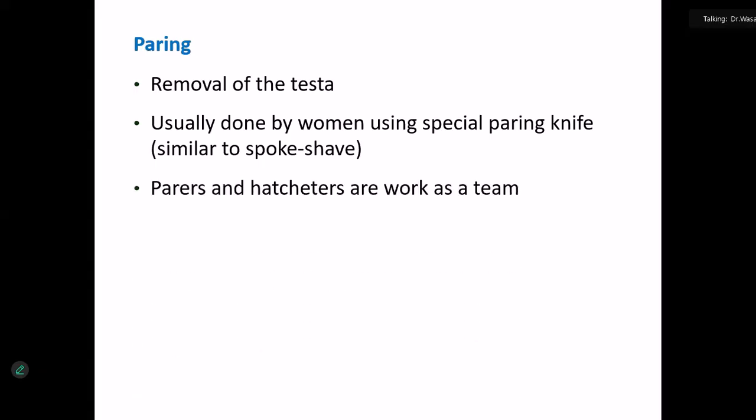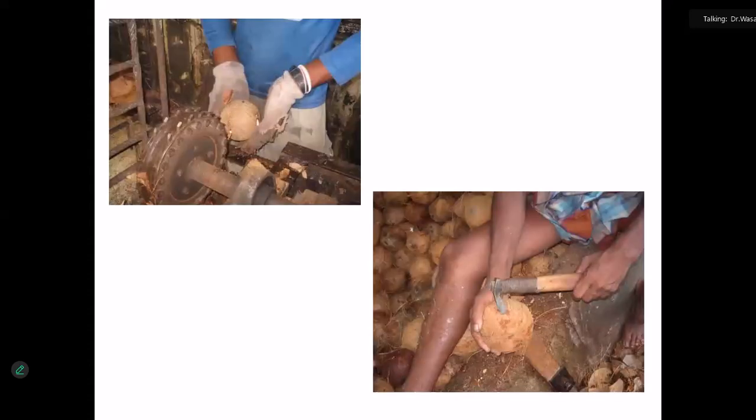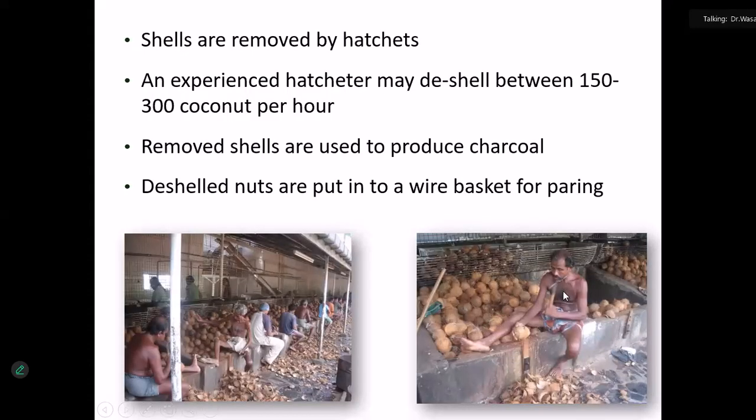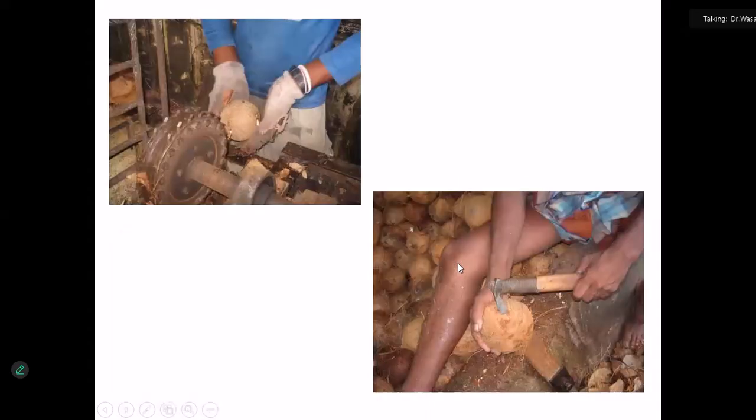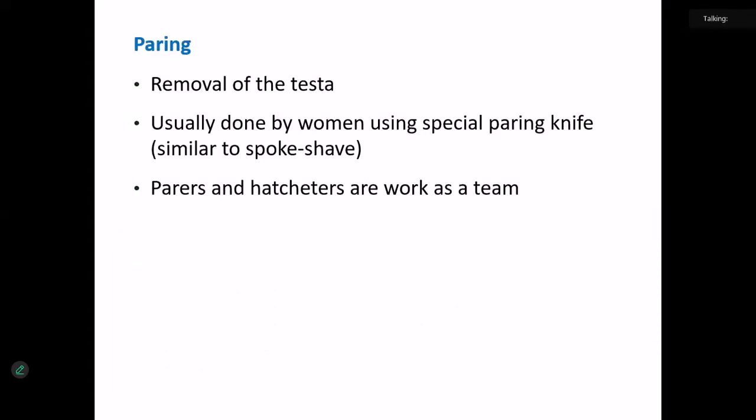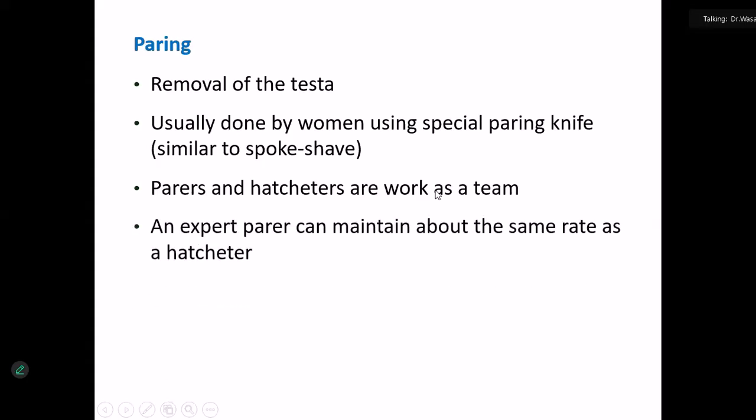Pairers and hatcheters work as a team at the same rate. One hatcheter, one pairer. You can see here, now this person is a hatcheter. These are the hatcheters. Inside you can see women. 1, 2, 3, these are the women. So one hatcheter, one woman. This is for hatcheting, this is for pairing. Likewise, pairers and hatcheters work as a team. The expert pairer can maintain the same rate as a hatcheter. They are working.